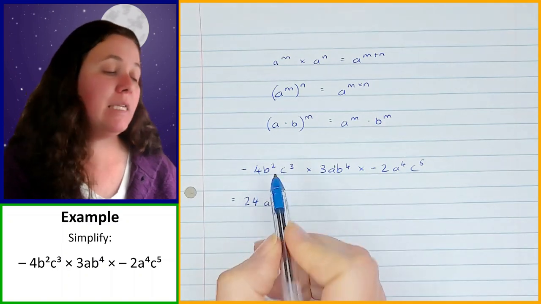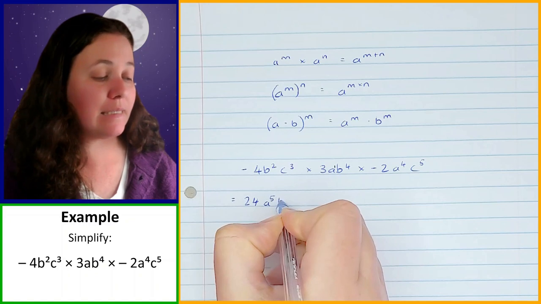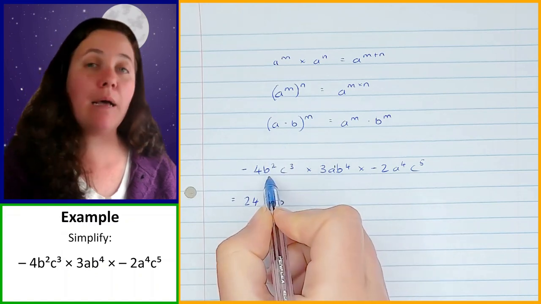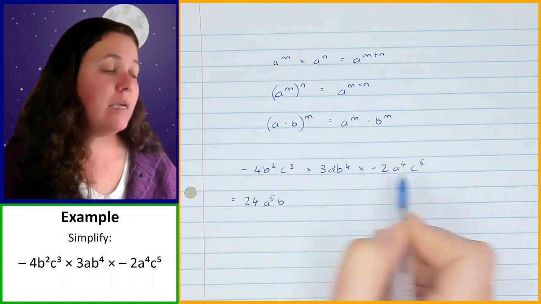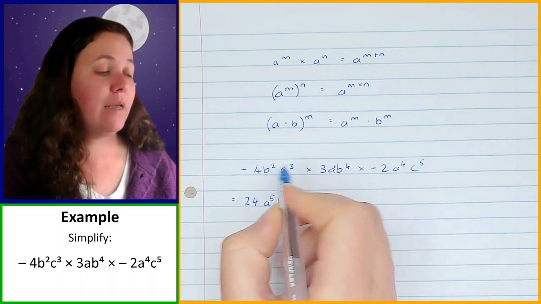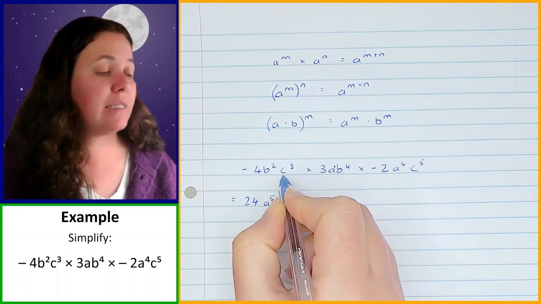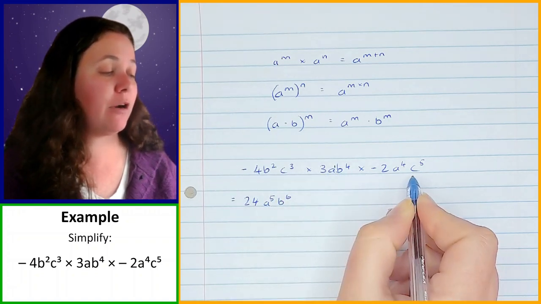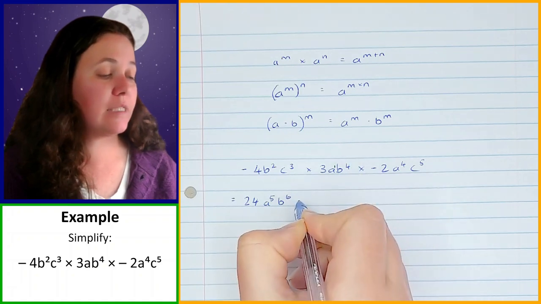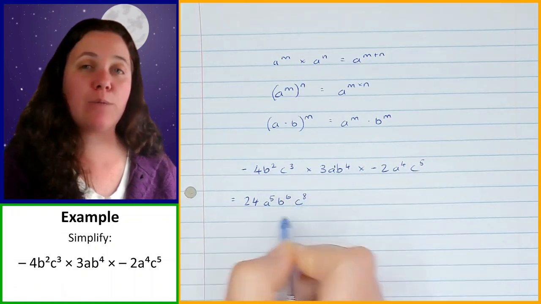Then I go on to my b's. I've got b squared times b to the power of 4. The b stays the same, and I'm going to add my exponents. There's no b over there, so it's just these. So b squared times b to the power of 4, 2 plus 4 is 6. So it's b to the power of 6. And then c cubed times c to the power of 5, there's no c over there, so the c stays the same, and then 3 plus 5 is 8. Okay, so that's what you should get for that example.